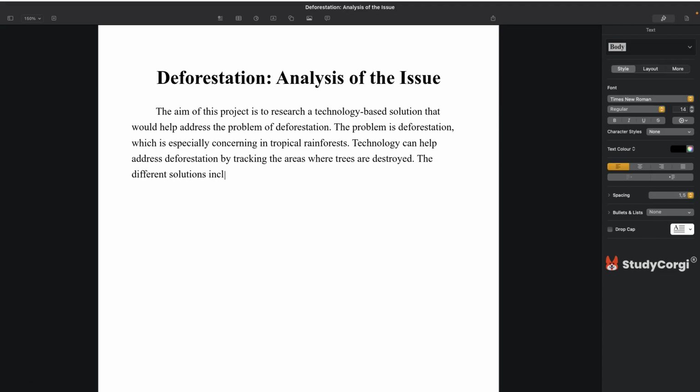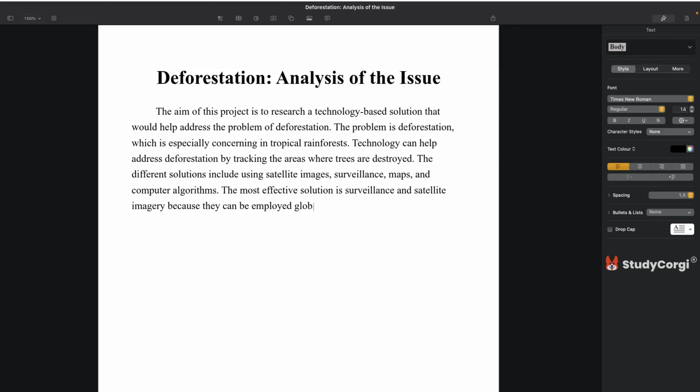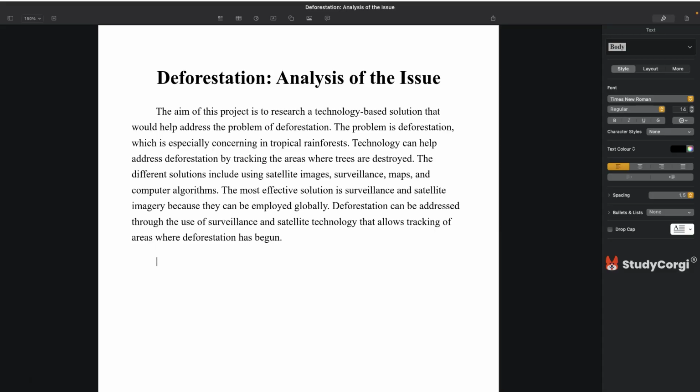The different solutions include using satellite images, surveillance, maps, and computer algorithms. The most effective solution is surveillance and satellite imagery because they can be employed globally. Deforestation can be addressed through the use of surveillance and satellite technology that allows tracking of areas where deforestation has begun. Forests are an important part of the Earth's ecosystem, and their destruction can lead to serious consequences.